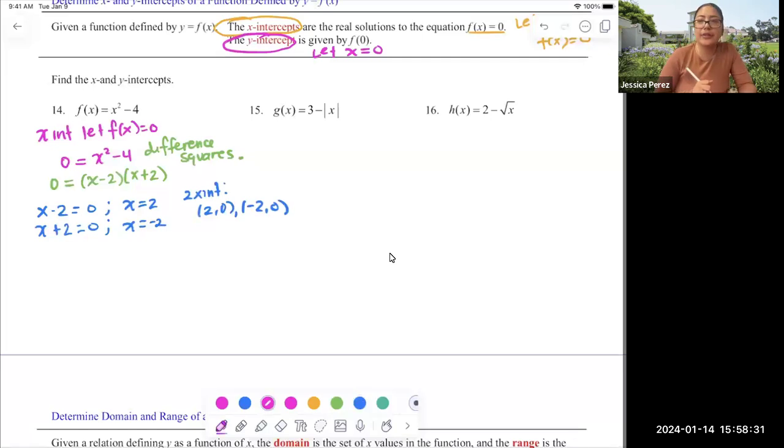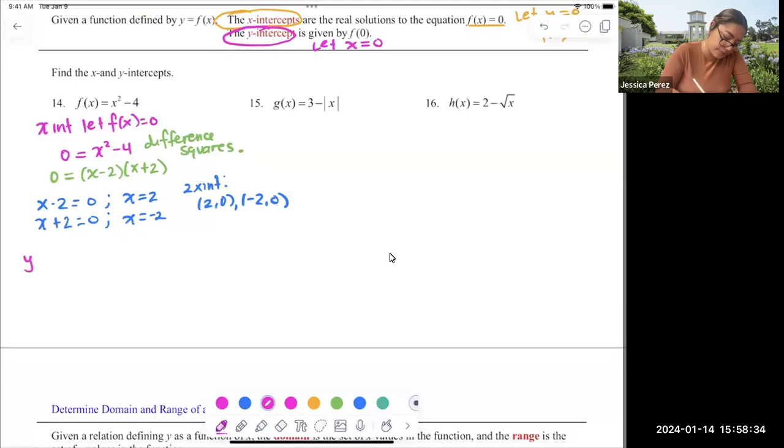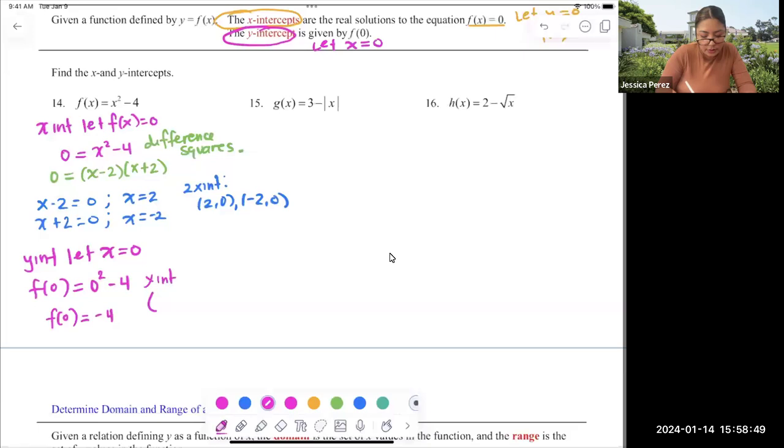That's for just x-intercepts. What about y-intercepts? I let x equal 0 in the function, so f of 0 is equal to 0 squared minus 4. So f of 0 is negative 4. So my y-intercept, there's only one, is at (0, negative 4). And those are my solutions: (negative 2, 0), (2, 0), and (0, negative 4). Okay, so let's move on to the next one.